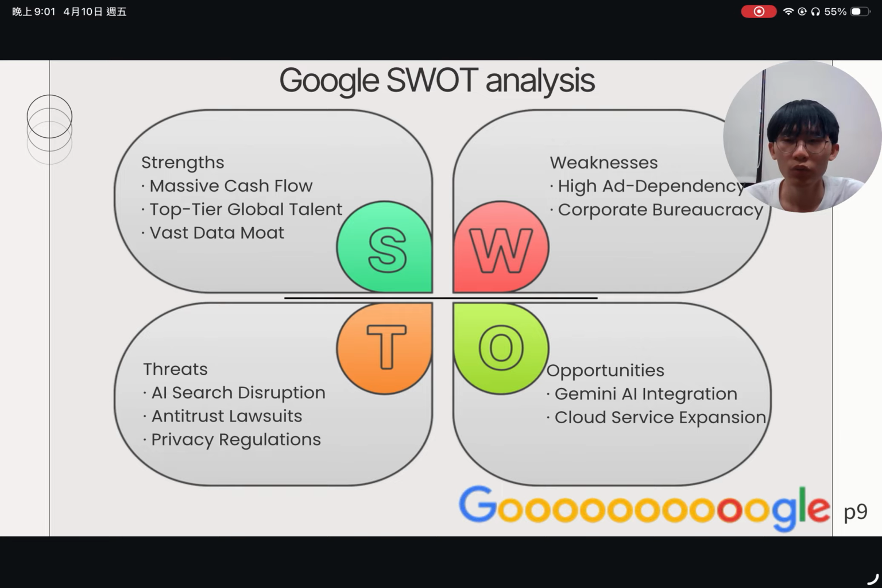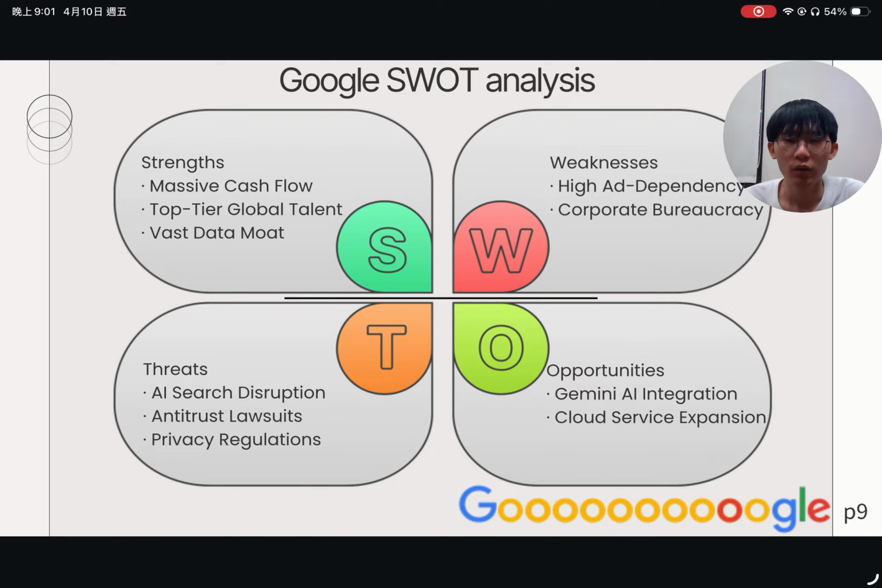Looking at opportunities, Google is actively transforming, with a major trend lying in the deep integration of Gemini AI. If they can successfully weave AI into productivity tools like Workspace, they can shift from just selling ads to selling subscriptions. Finally, we face the threats, making perhaps the biggest survival question in Google's history.